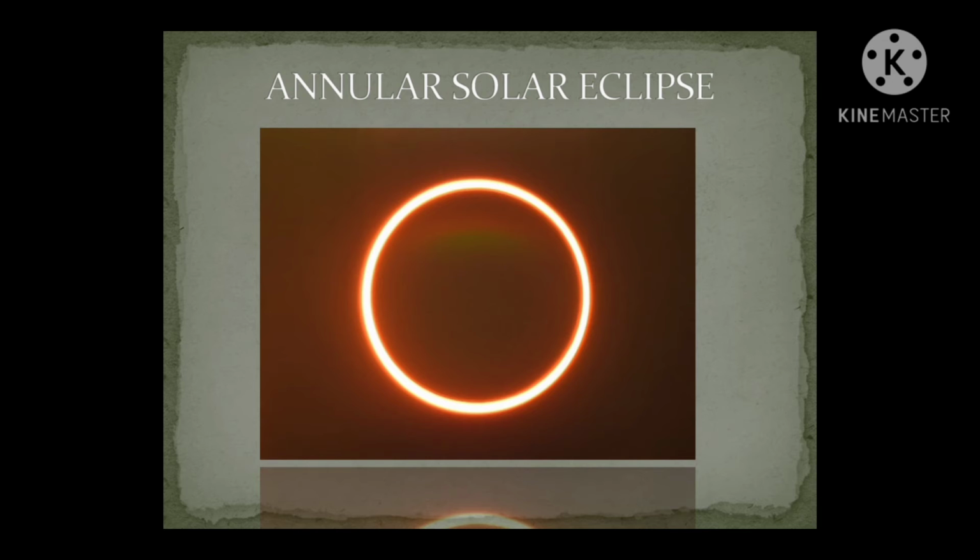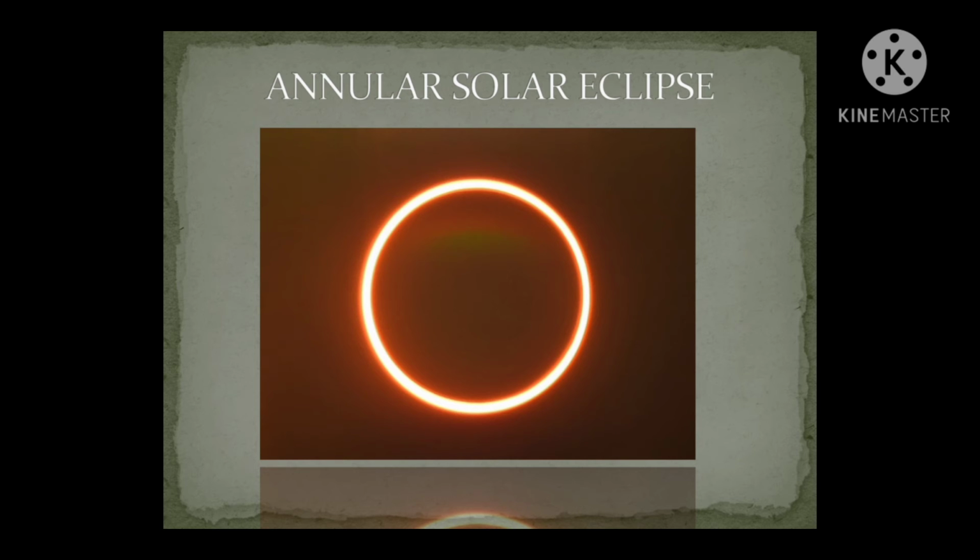Then we will talk about the annular solar eclipse. An annular solar eclipse occurs when the sun and moon are exactly in line with the earth, but the apparent size of the moon is smaller than the sun. Hence, the sun appears as a very bright ring surrounding the dark disk of the moon.